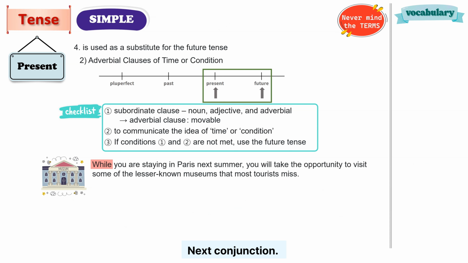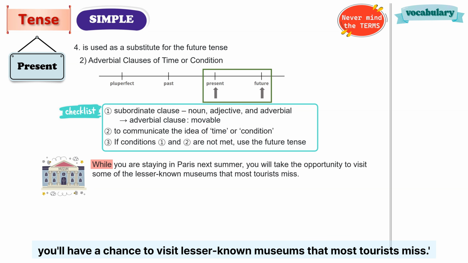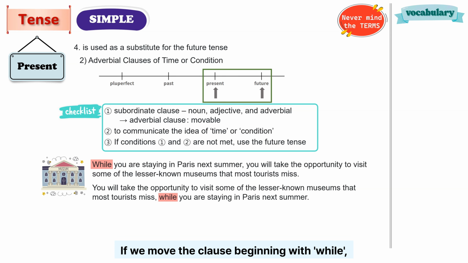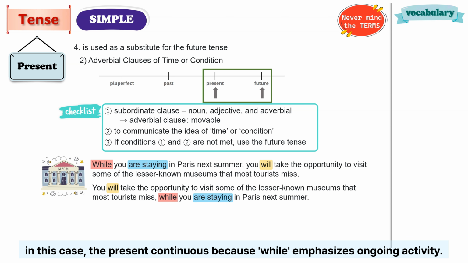Next conjunction. While staying in Paris next summer, you'll have a chance to visit lesser-known museums that most tourists miss. If we move the clause beginning with while, the meaning stays the same. So, the main clause uses the future tense, and the subordinate clause uses the present tense, in this case, the present continuous, because while emphasizes ongoing activity.